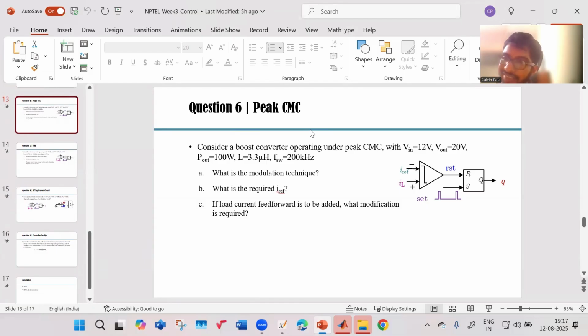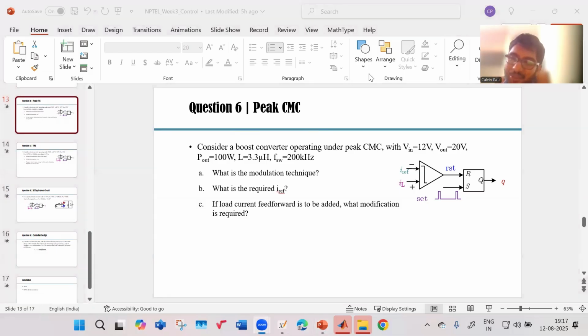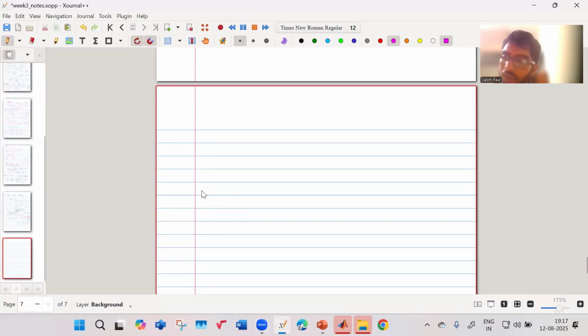Many of you are not answering. So one thing is, this is like peak current mode control, which I've been telling. This is the architecture. You'll require some IREF. Let us say question 6.